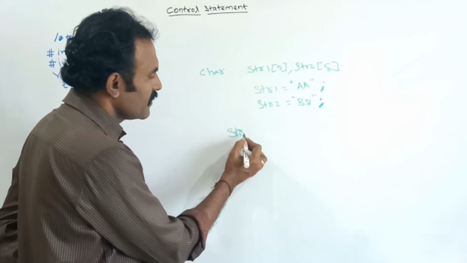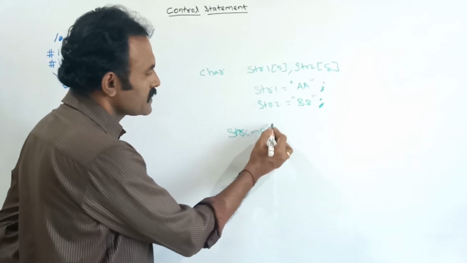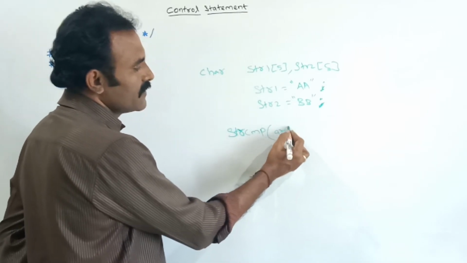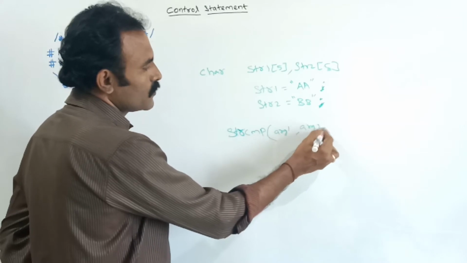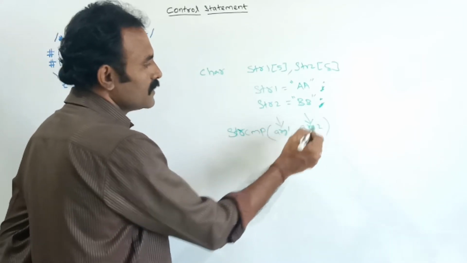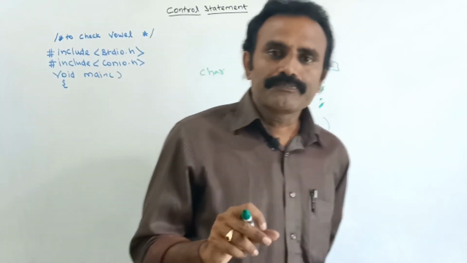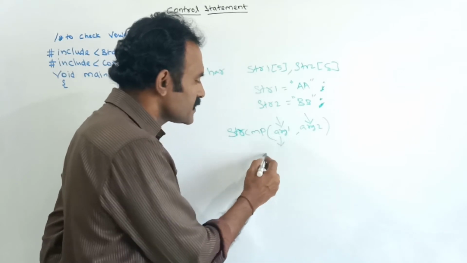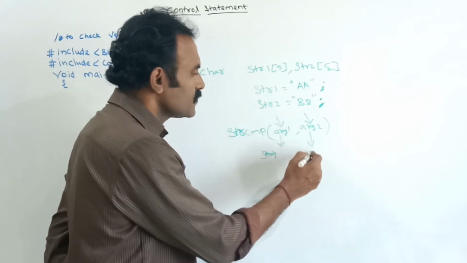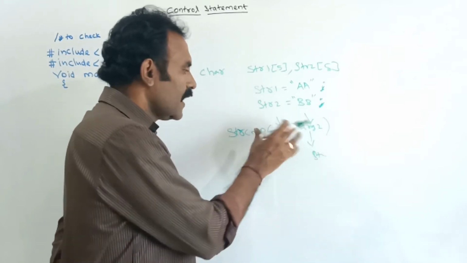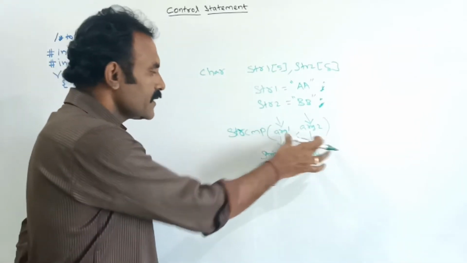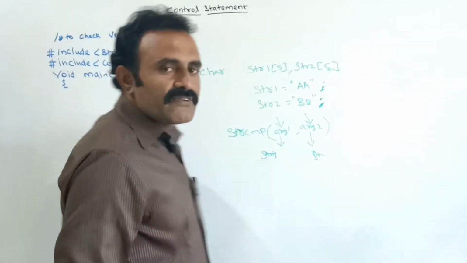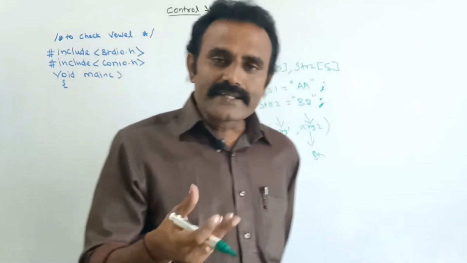the function name is strcmp. This string compare is used to compare the two strings. In this function, first is argument 1, next argument 2. Totally we can pass two arguments. What type of data types? Two arguments are string type. This is a string and this is also a string. We should pass two strings and we can compare these two strings with the help of this string compare function. This string compare function always returns an integer value only.